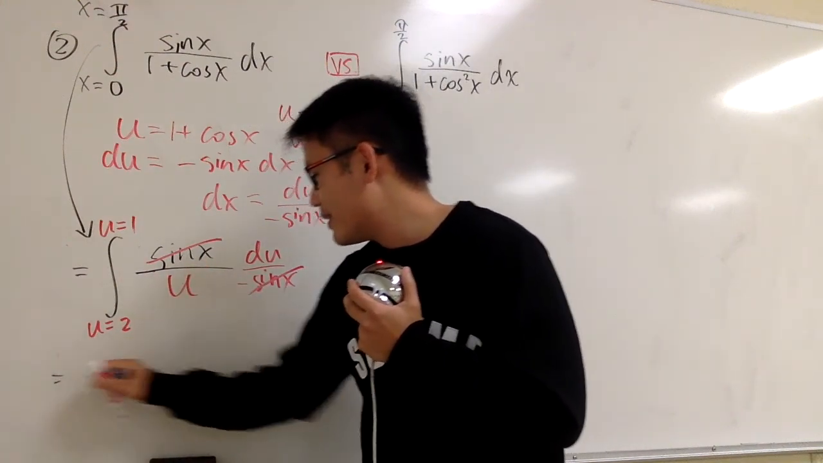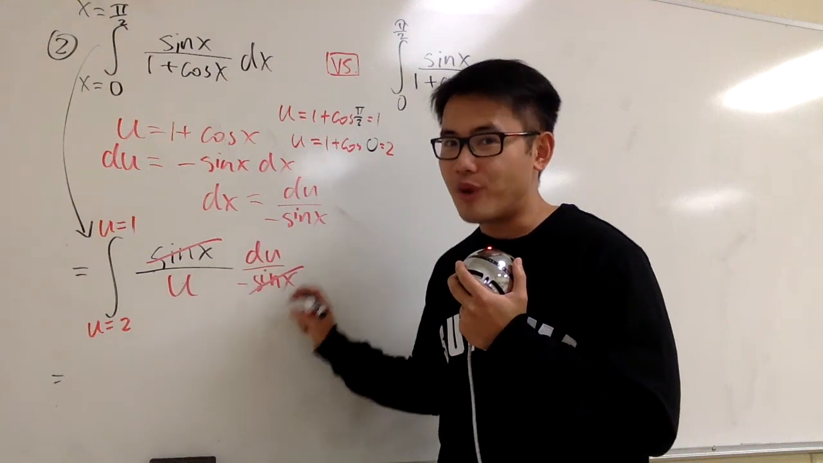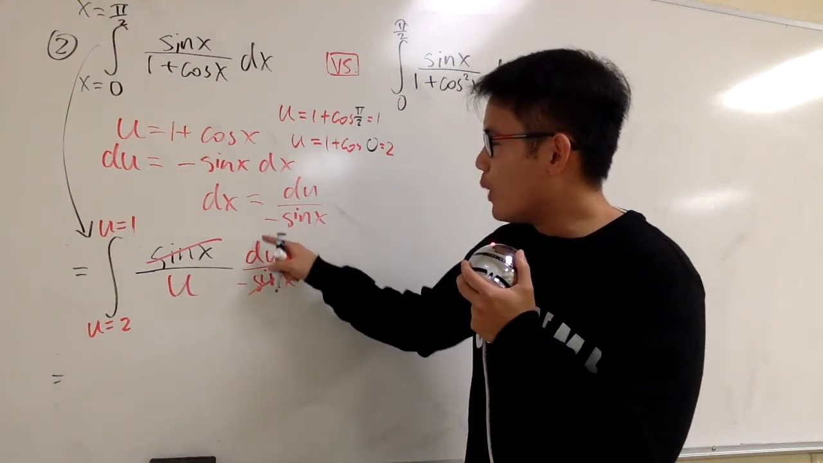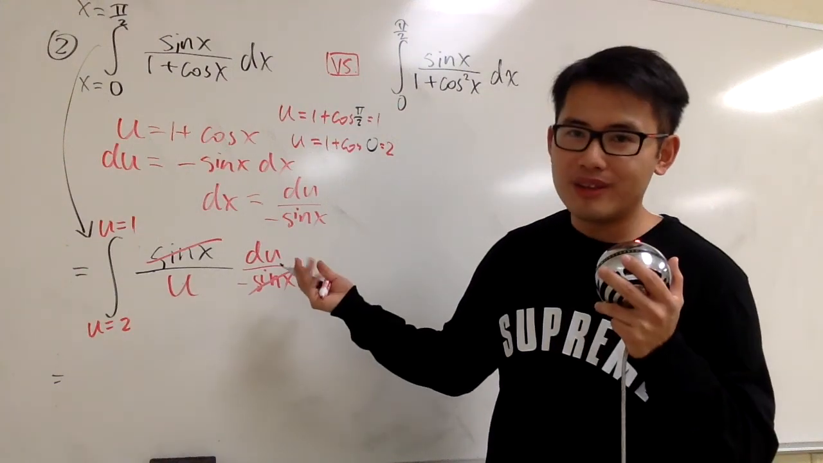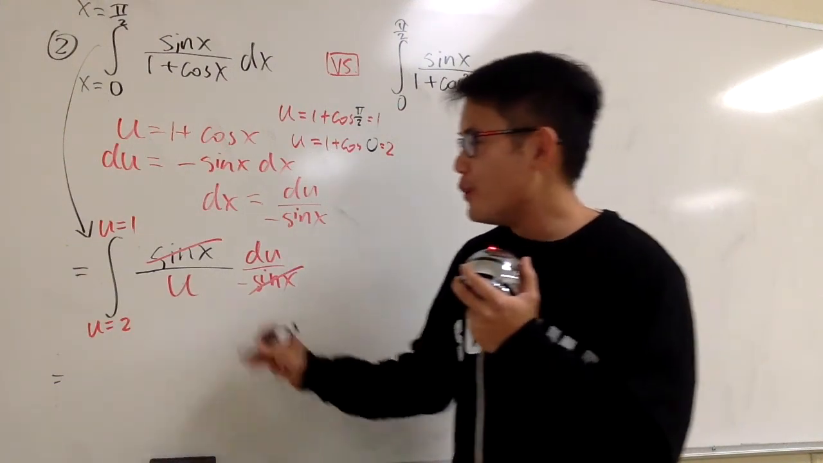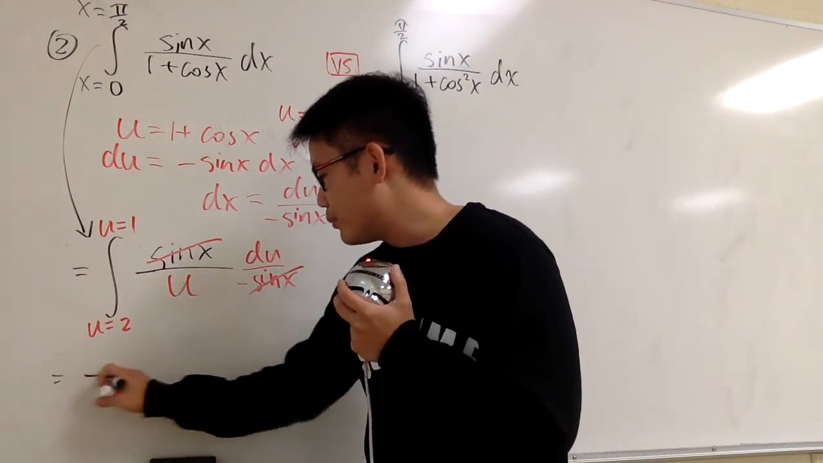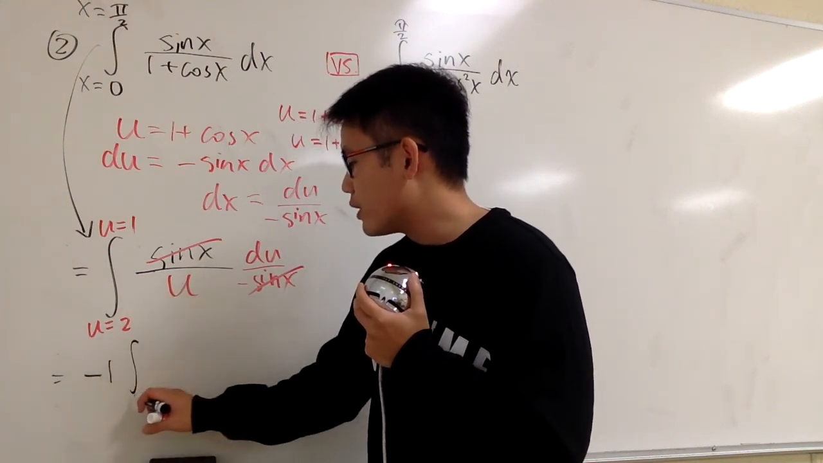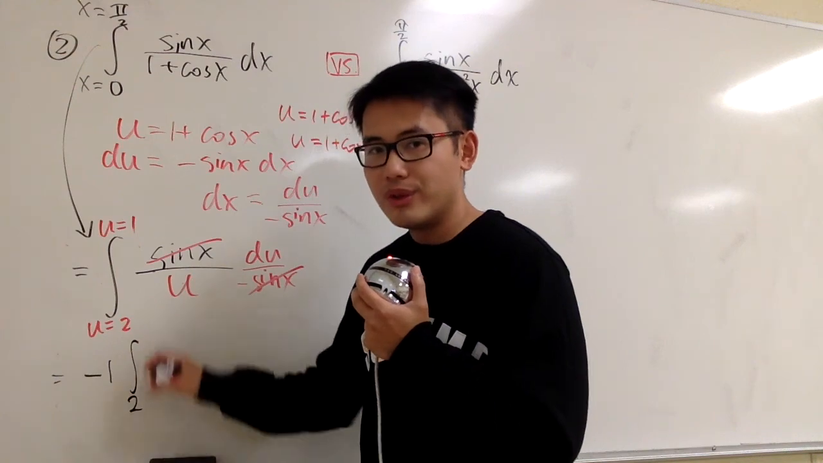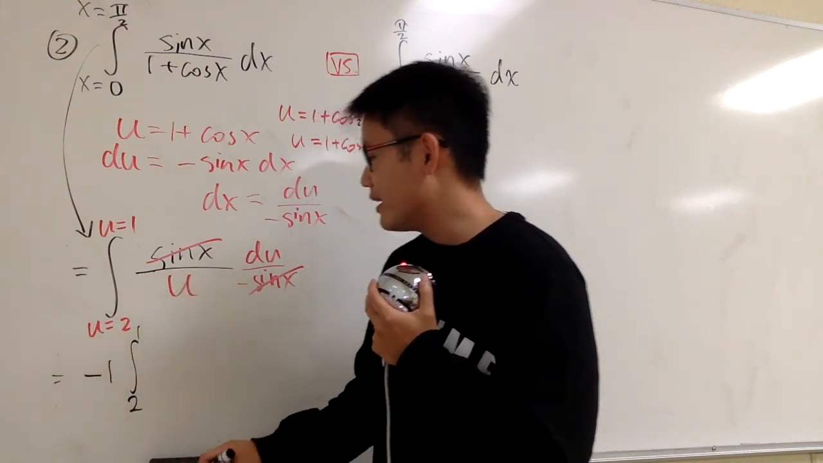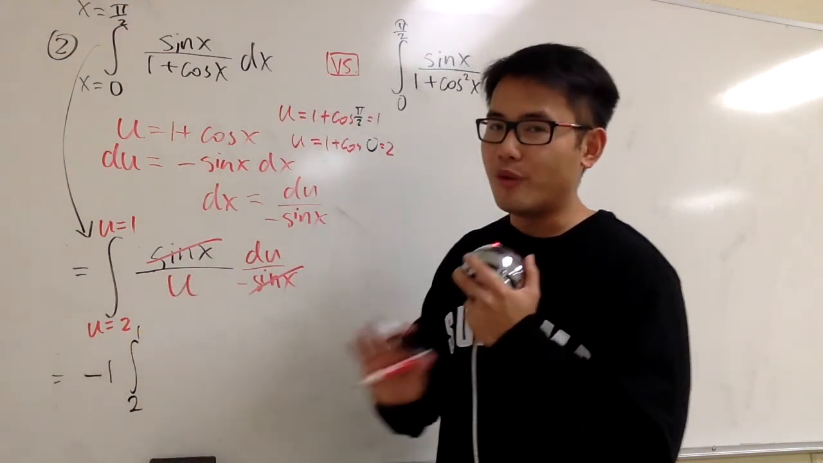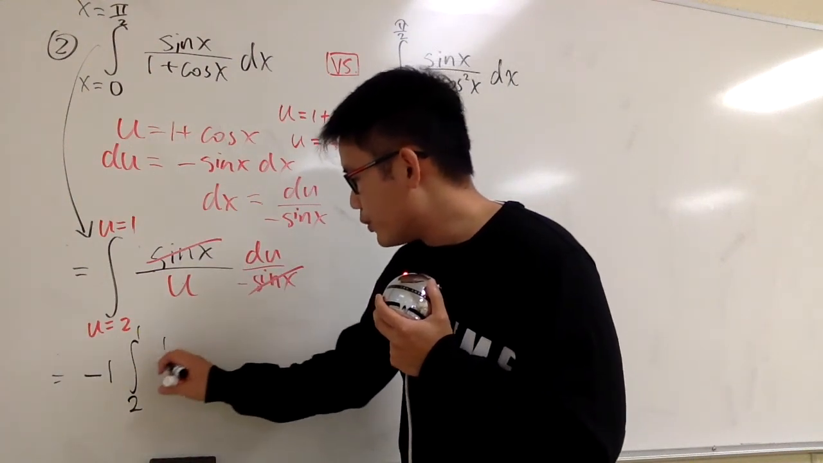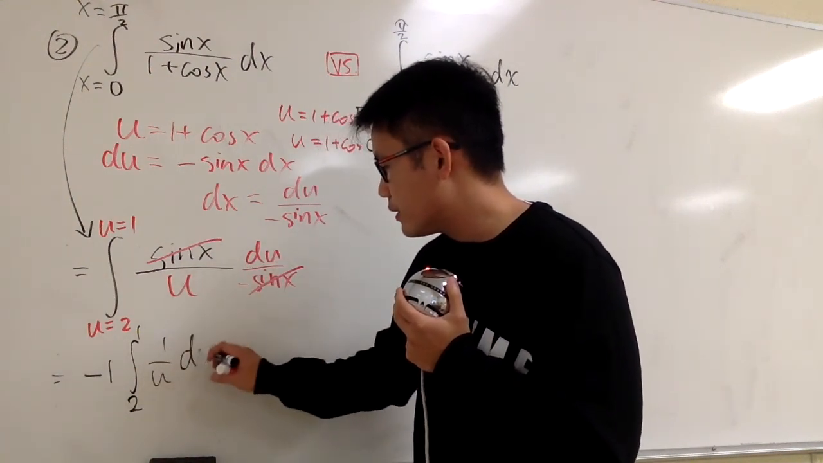But before that, pay attention to anything from here. We do have a -1 in the denominator. 1 over -1 is -1, but it's a constant multiple. We can take that outside, so we can bring the -1 right here, and then we have the integral going from u is equal to 2 to u is equal to 1, okay? All this is in terms of u now, and we'll finish up everything in u. This is 1 over u du.